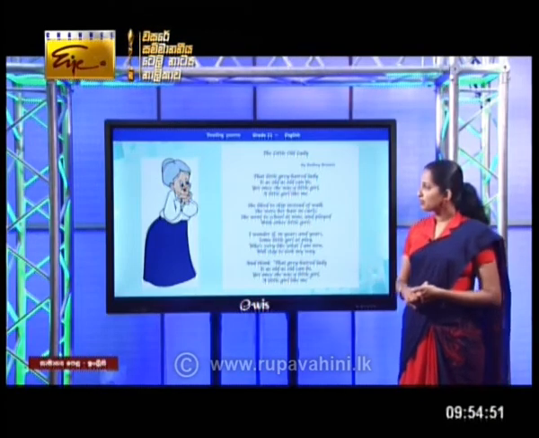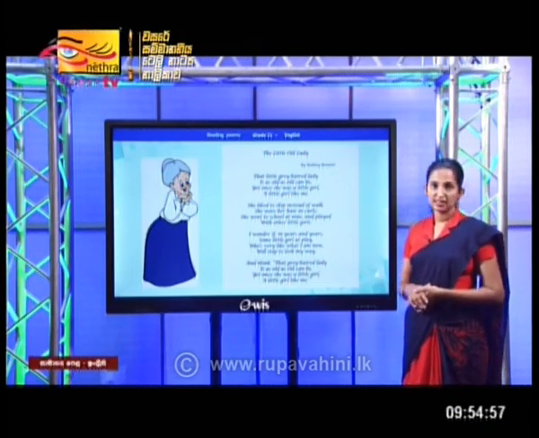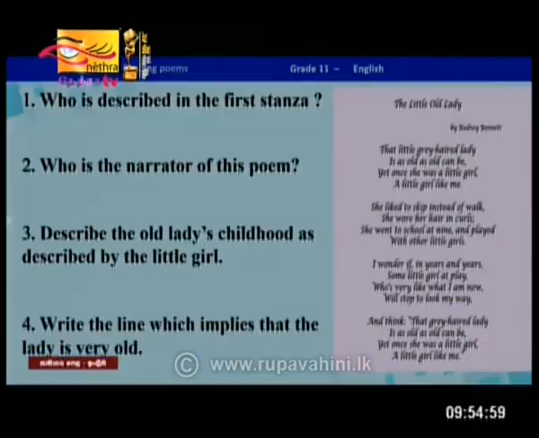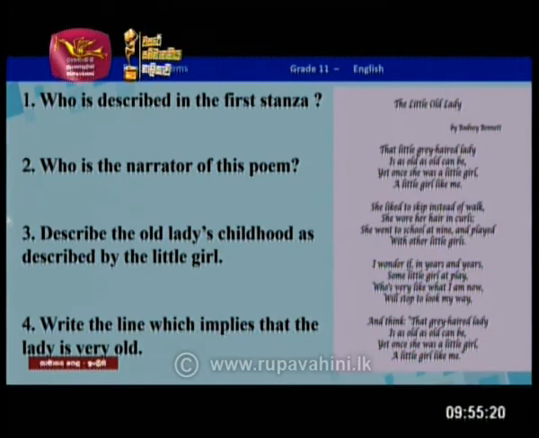So, here you can find repetition. It means the lines repeat again and again. See the questions, right? First one, who is described in the first stanza? Second one, who is the narrator of this poem? Third one, describe the old lady's childhood as described by the little girl. Fourth one, write the line which implies that the lady is very old.